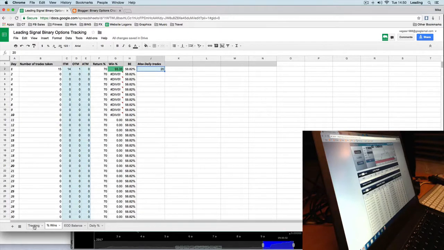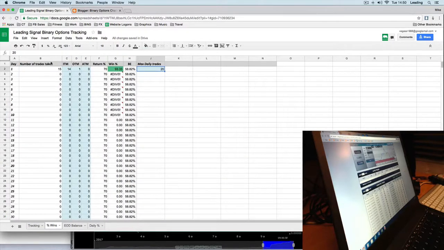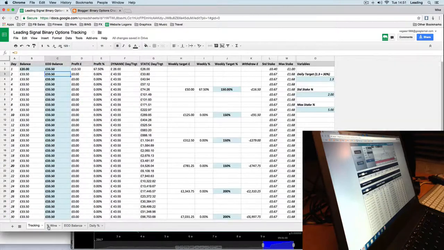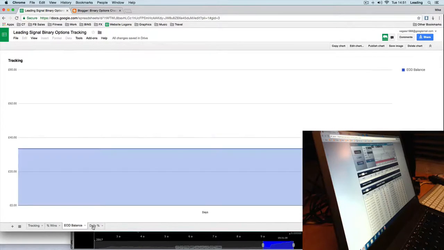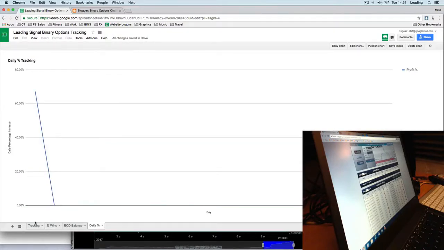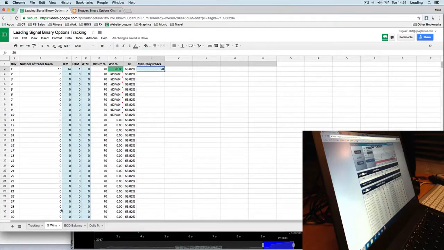So here I've got the first page, which is all the tracking. I'll talk through that in a second. Then you've got the percentage wins. This is an independent page to this, but the tracking works with the end of day balance and the daily percentage. The wins is a separate page anyway, or workbook or whatever they're called. I can't remember what they're called.